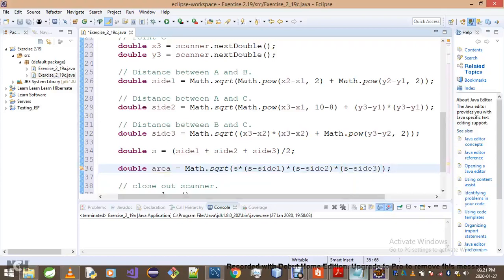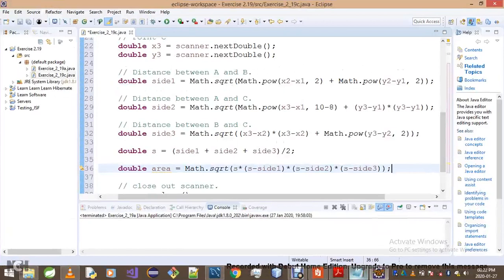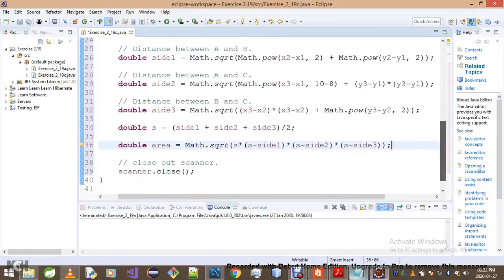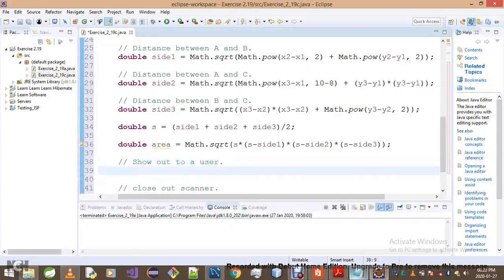Are we good? Of course we are. Let me double check it. It's s into s minus side 1, s minus side 2, s minus side 3. It seems like we're good. So what is it we want to do now? We simply want to print out our solution. Let's just comment this part out. Of course, you might decide not to do this. That's also okay. It's just that I want you guys to get used to this idea of putting comments.